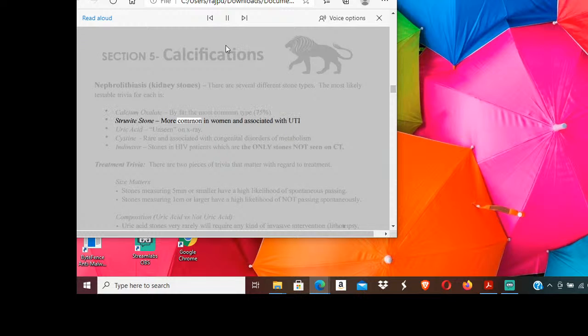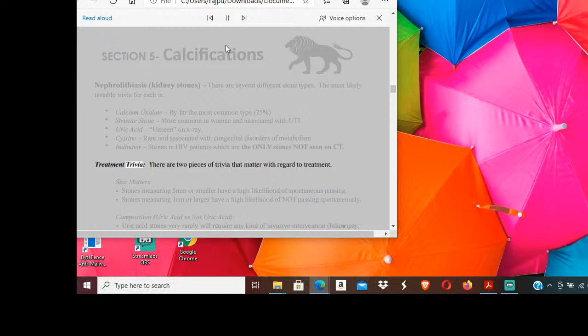Struvite stone, more common in women, and associated with UTI. Uric acid, unseen on X-ray. Cystine, rare and associated with congenital disorders of metabolism. Indinavir stones in HIV patients, which are the only stones not seen on CT.